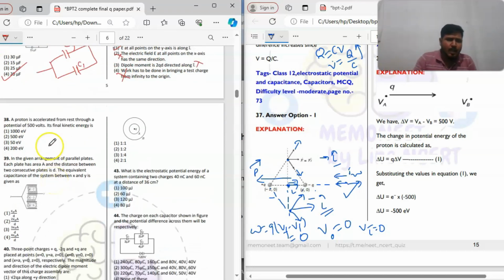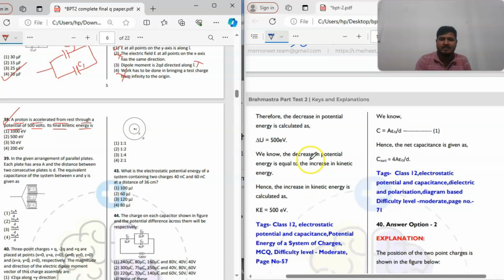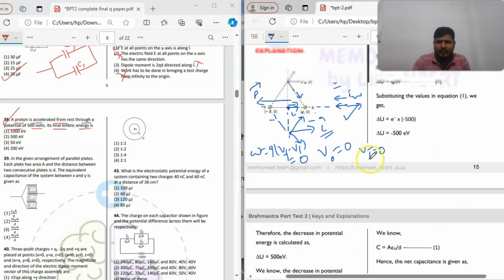Now move to the next question, that is question number 38. Let us first read the question. A proton is accelerated from rest through a potential of 500 volts. We have to find its kinetic energy. So what is the kinetic energy? The decrease in potential energy is equal to the increase in kinetic energy.